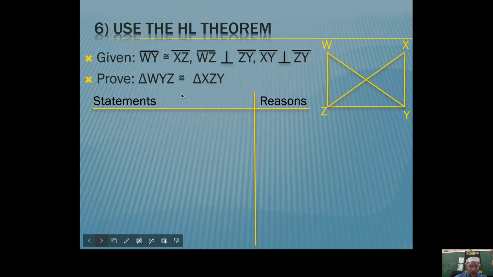So let's use the HL theorem here. We're given that segment WY is congruent to segment XZ. And I'm not going to mark that on here because notice how these segments cross. So what I could do is separate my triangles. This is probably the smartest thing to do. That's triangle WZY. Here's triangle XYZ. Mark these parts congruent.